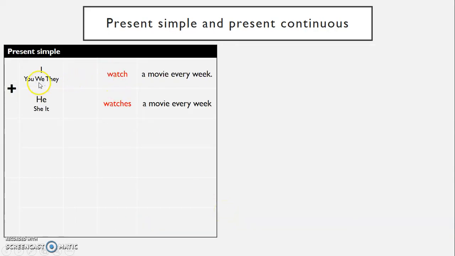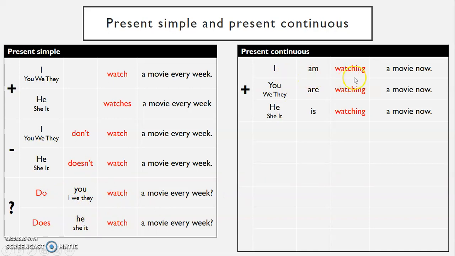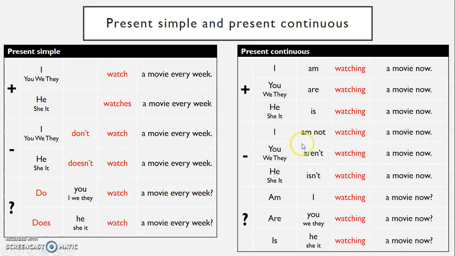The form of it. Positive of present simple, you know, there's no auxiliary. Watch, he watches. Negative, I don't watch, he doesn't watch. No, there's no S on watch, but the S is here. And the question, do you watch? Does he watch? Present continuous, I am watching. Don't forget the ing, and to change am, are, or is for the subject. Negative, I'm not watching, you aren't watching, he isn't watching. The question, am I watching? Are you watching? Is he watching?